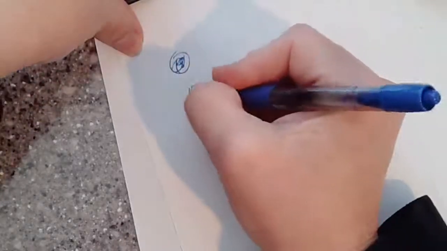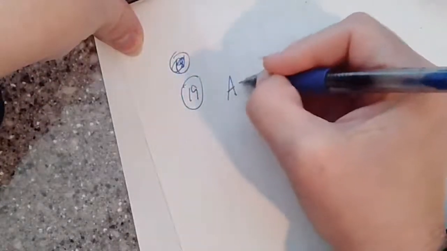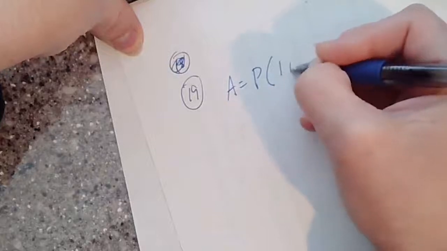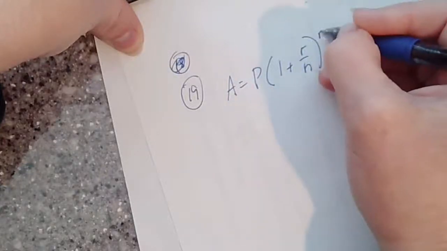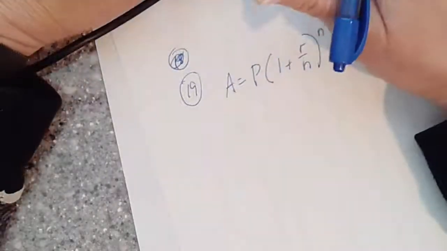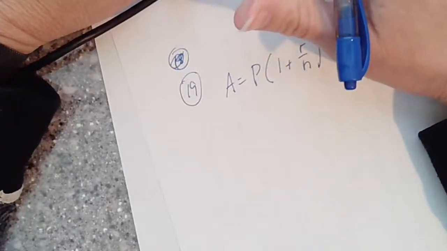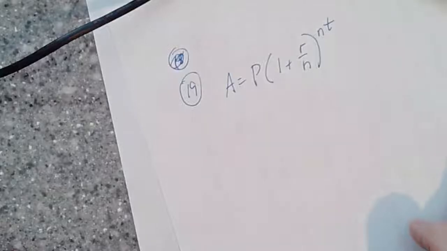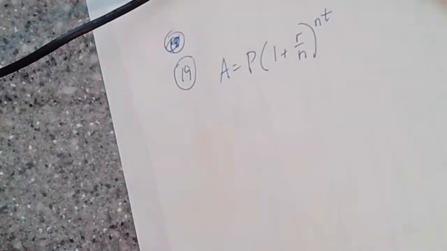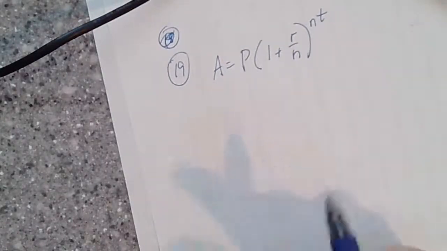a sample 19. Sample 19 has the formula. We've seen this before in an earlier section. It's the compound interest formula, and we're given some values on this one sample problem. It says, how much will there be in the account at the end of 10 years? So it tells me time is 10.